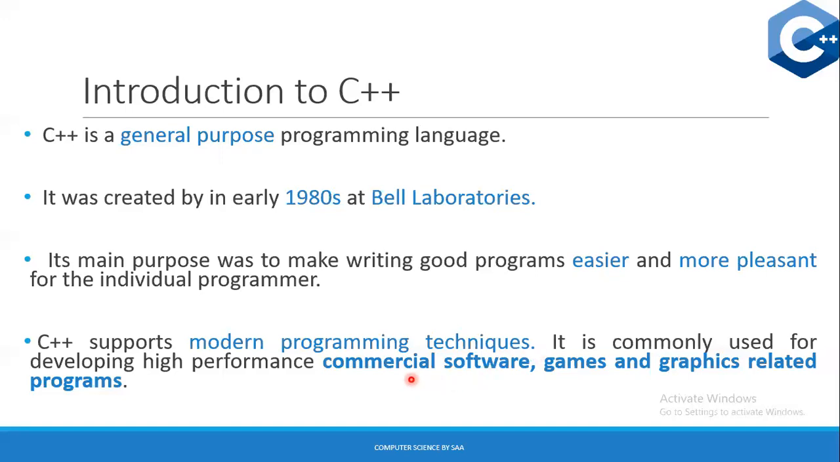Using C++, we can develop commercial software. Commercial software means the software which is required by some organization or office or an industry, and we will sell that software. C++ language is also used to develop some games and graphics related programs.